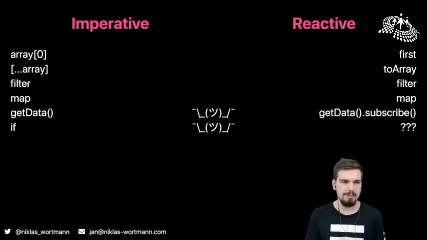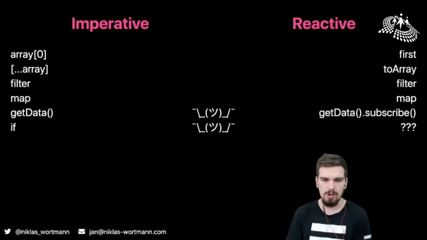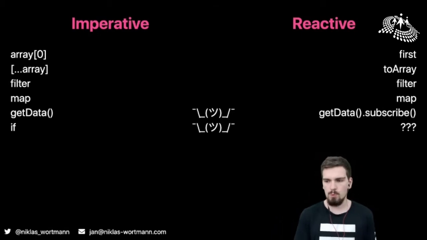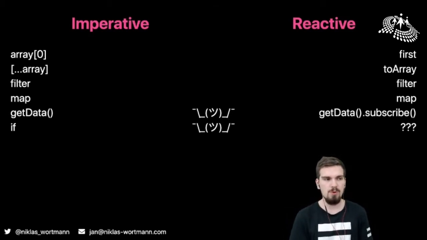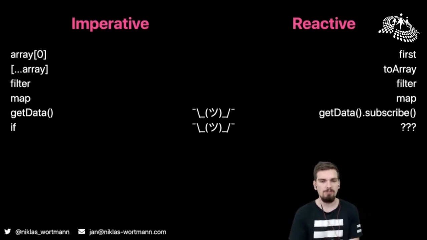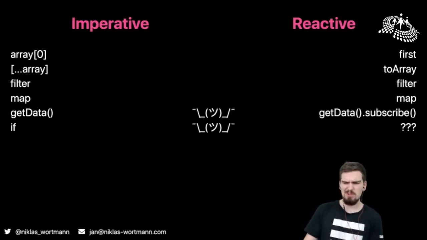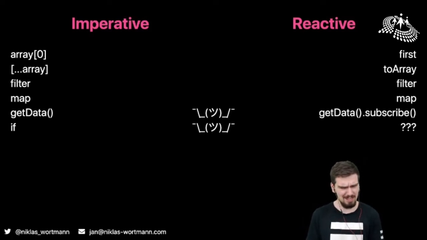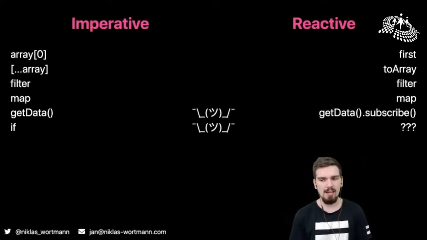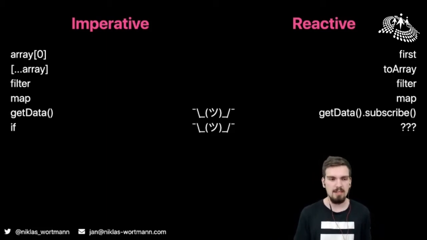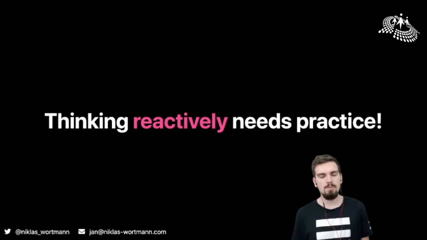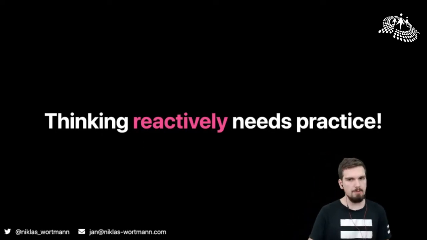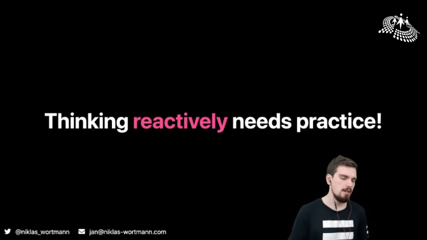There are also things that are completely the same in imperative programming and reactive programming. In JavaScript, we now have filter and map, right? We also have the same in reactive programming. But if you ever try to call a function in reactive programming, now you need to subscribe to that. That doesn't really make a lot of sense. It's not really intuitive. And I don't even want to start with how you do if statements in RxJS or in reactive programming at all. So my key takeaway here is that thinking reactively needs practice. You won't be able to apply reactive programming or RxJS just by reading the docs.